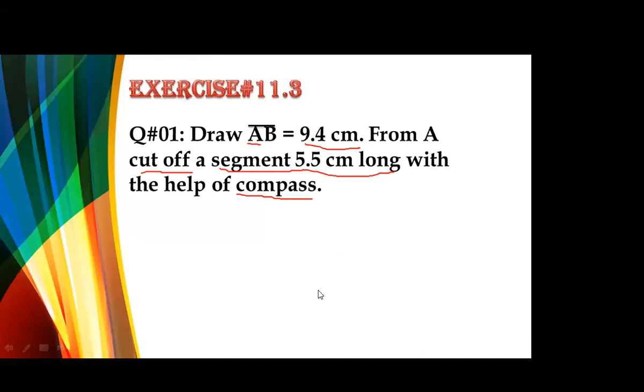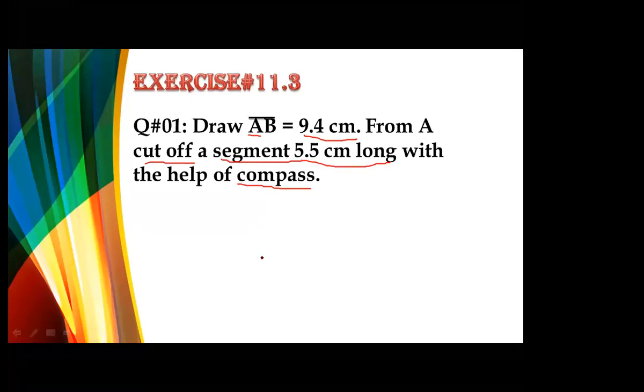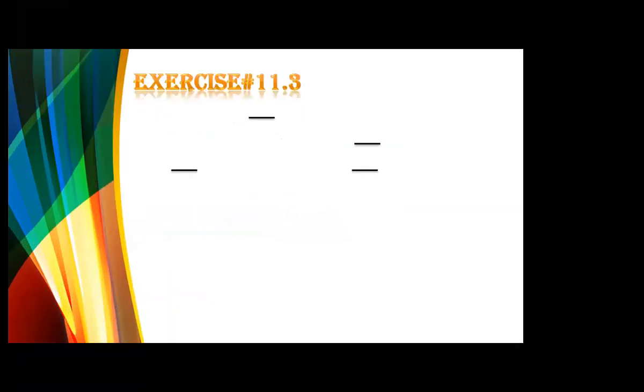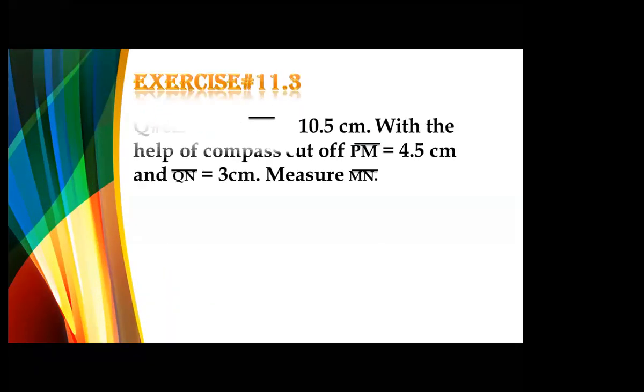So students, we were doing this question, so I'm going to show it to you with the help of my screen again. What you have to do, draw AB equal to 9.4 centimeter. Obviously you will draw a line segment of 9.4 centimeter, and you will write here AB equal to 9.4 centimeter, and with the help of the compass you will make an arc, and this segment will be 5.5 centimeter. Okay, then do you have your next question from the same exercise, that is question number 2?